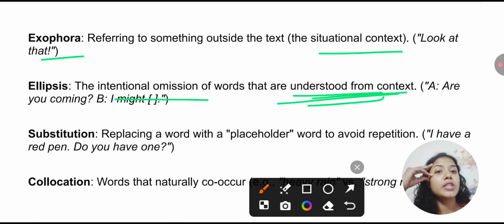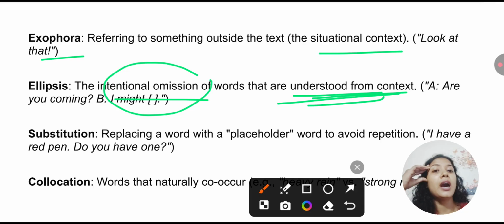Ellipsis is the intentional omission of words that are understood from the context. Understood from the context, intentional omissions, like "Are you coming?" While having a conversation, somebody asks you, are you coming to the party tonight? So you will say yes or no, or there is a probability, you might come or not. Okay.